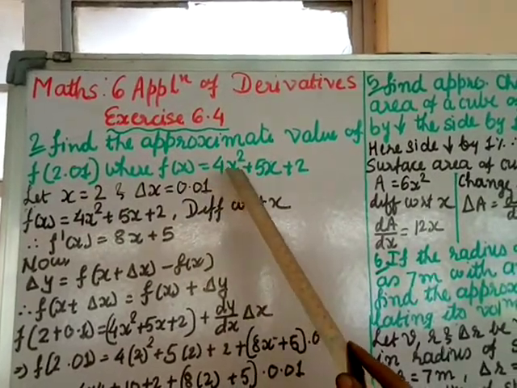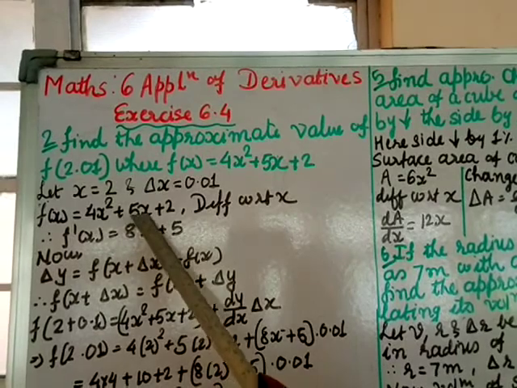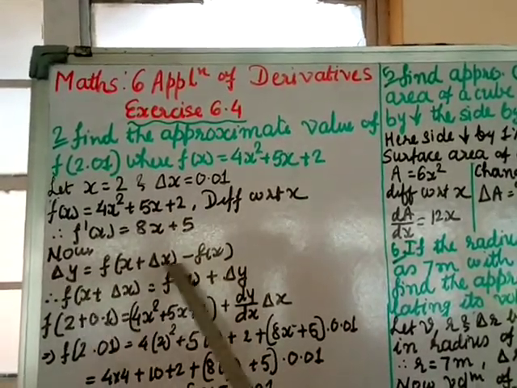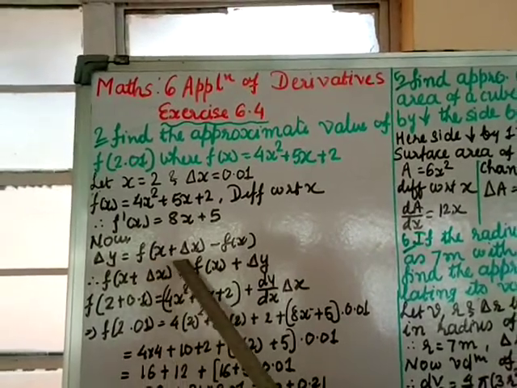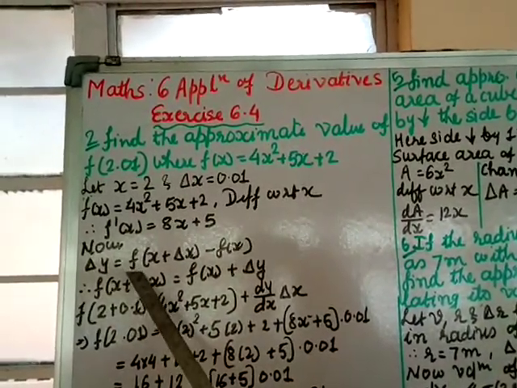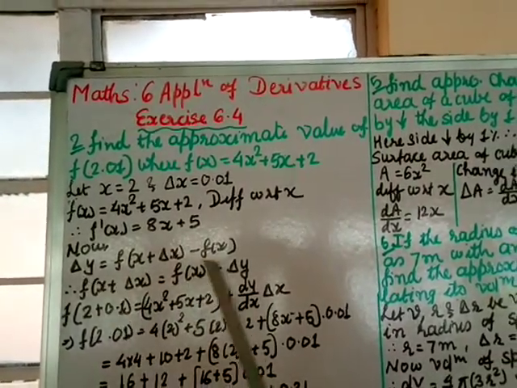Okay, sum of this should come 2.01. f(x) is given to you. I'll take this and differentiate. When you differentiate, 4x square will become 8x and 5x will become 5. After that, we know this formula, delta y is equal to f of x plus delta x minus f(x). I'll transfer f(x) here.